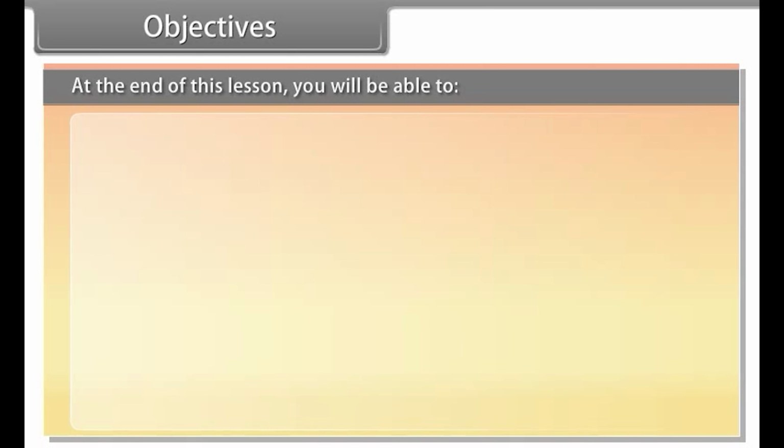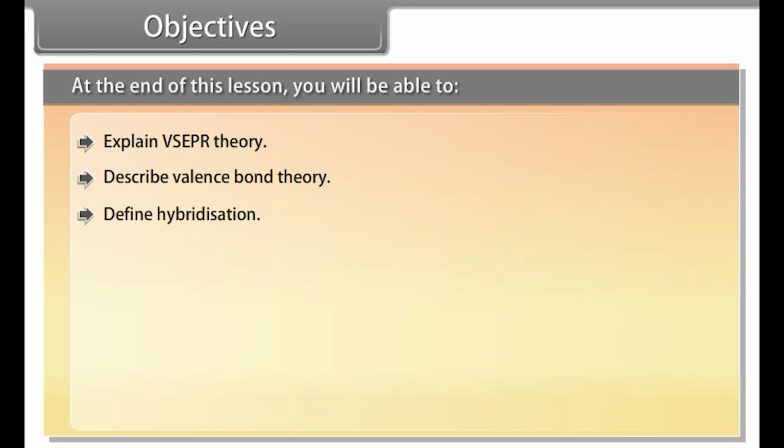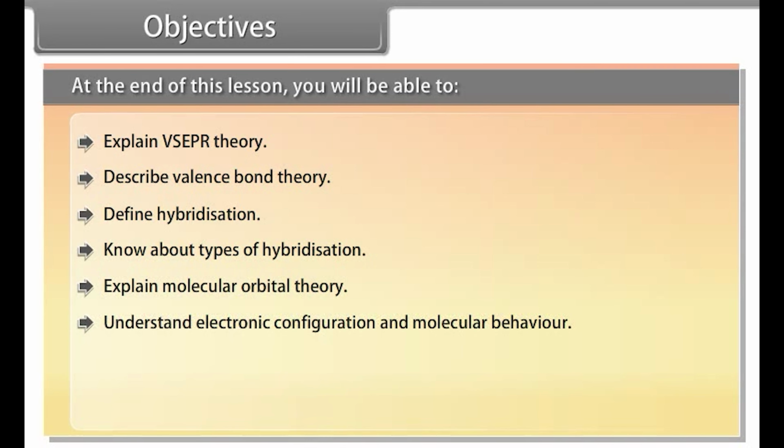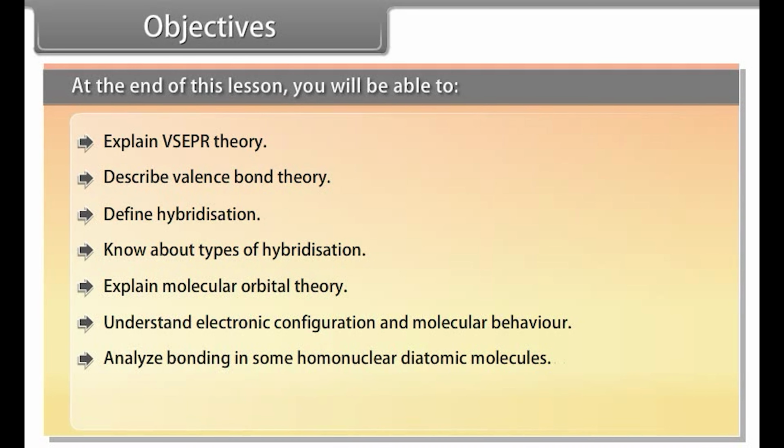Objectives. At the end of this lesson, you will be able to explain VSEPR theory, describe Valence Bond Theory, define hybridization, know about types of hybridization, explain Molecular Orbital Theory, understand electronic configuration and molecular behavior, analyze bonding in some homonuclear diatomic molecules, and define hydrogen bonding.